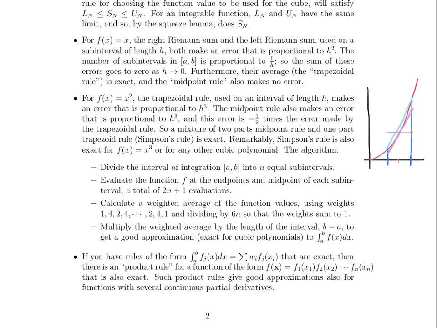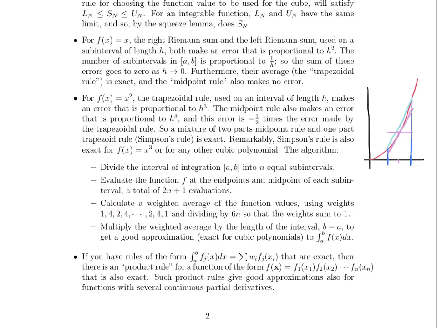Then we divide by 6n so that the weights sum to 1. That's really, again, dividing by an appropriate amount so that we get that nice weighted average. And then we're going to multiply the weighted average by the length of the interval, b minus a, to get a good approximation for, and it's exact for cubics on down, but any good approximation to the integral from a to b of some function f.